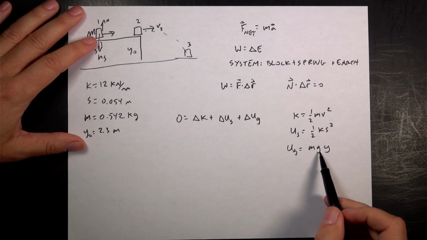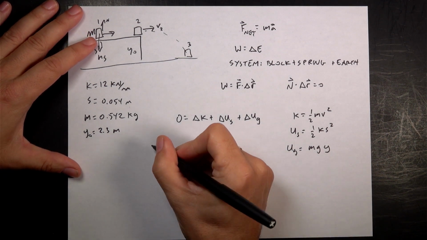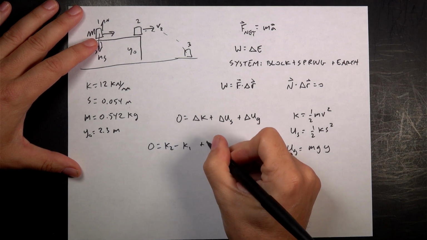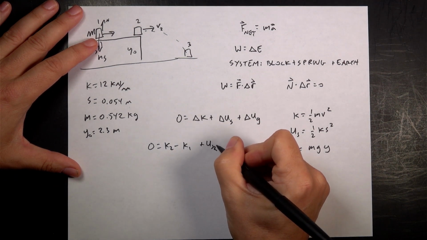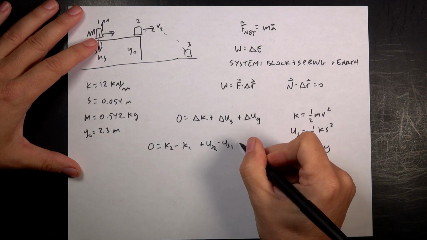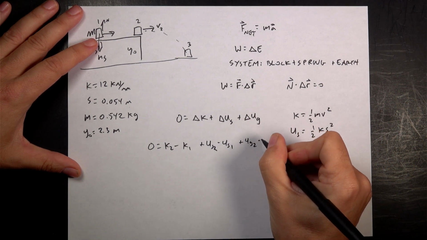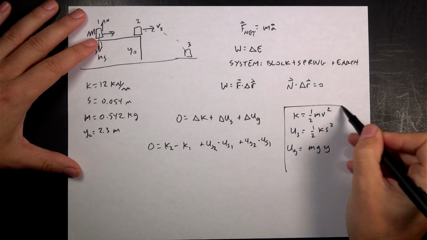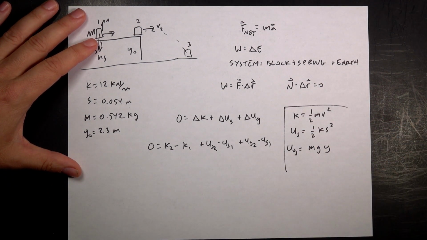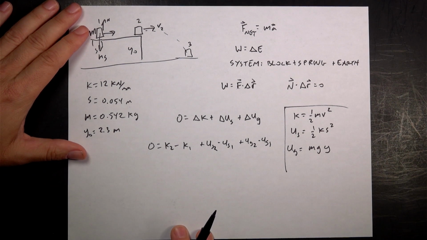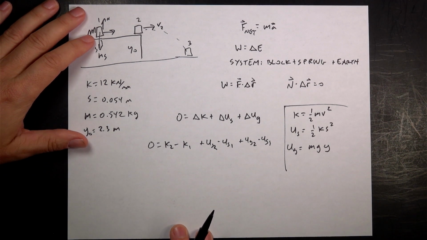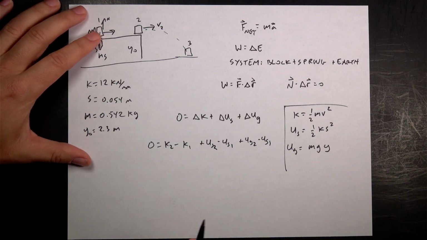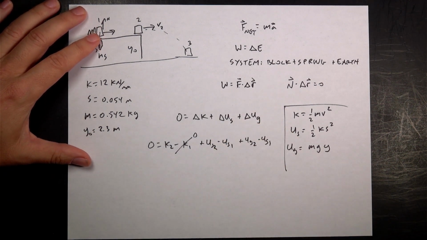So in this case, let's just write this out. 0 equals K2 minus K1 plus Us2 minus Us1 plus Ug2 minus Ug1. It's a change in potential. Change in energy. They're changes. So some of these are 0 and some cancel. So the first one that's 0 is K1. If it starts from rest, it has an initial velocity of 0, so this term is 0.